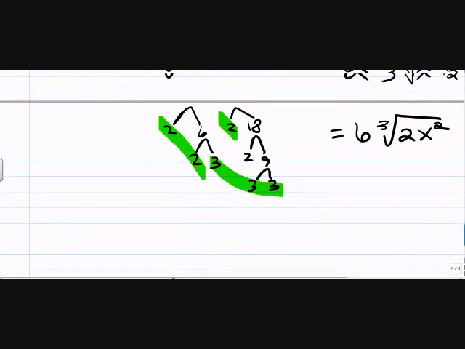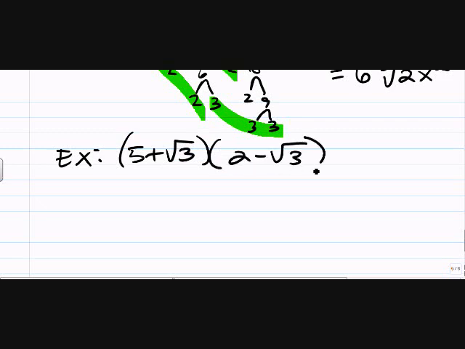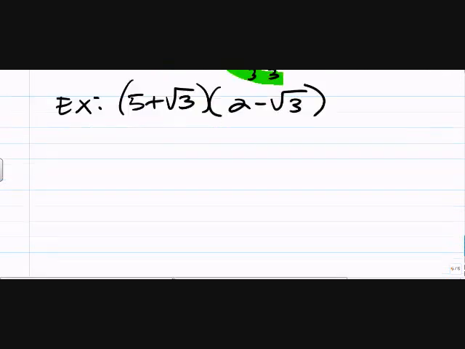All right. You need to be able to multiply. New example for multiplication: 5 plus the square root of 3 times 2 minus the square root of 3. Multiplying, just more multiplying radicals. Do you need me to work through this example? Foil it, yeah.